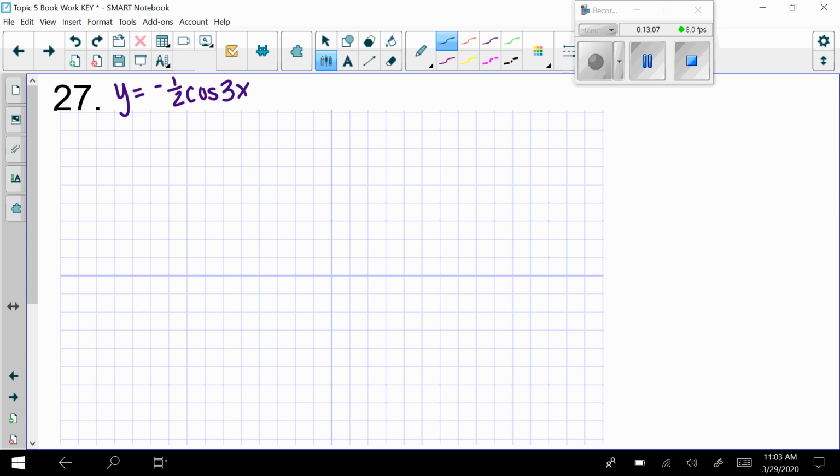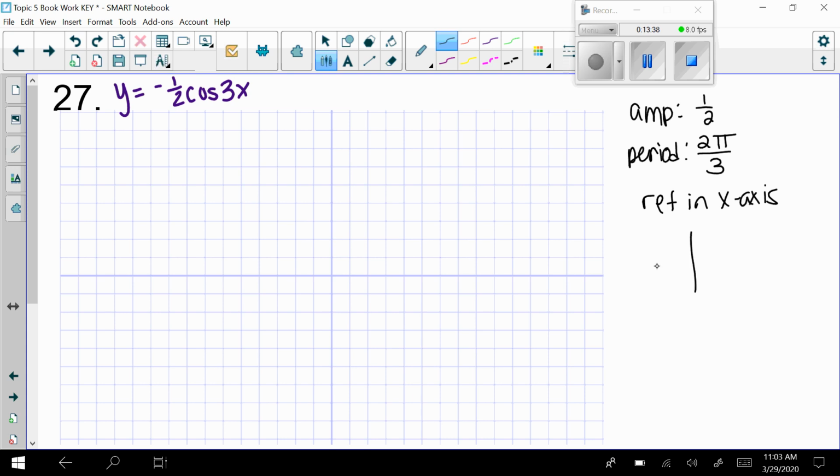Okay, let's write down everything that's going on. First, we have an amplitude of 1/2. We have a period of 2 pi over 3. And we have a reflection in the x-axis.